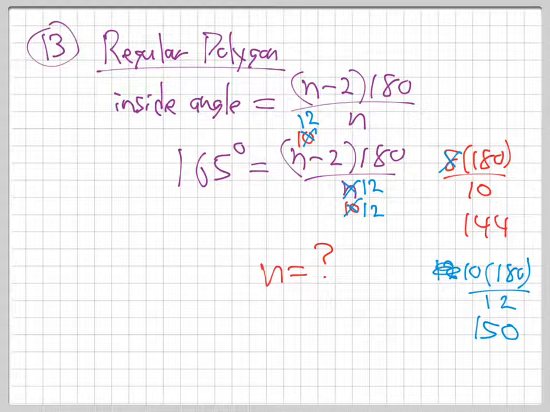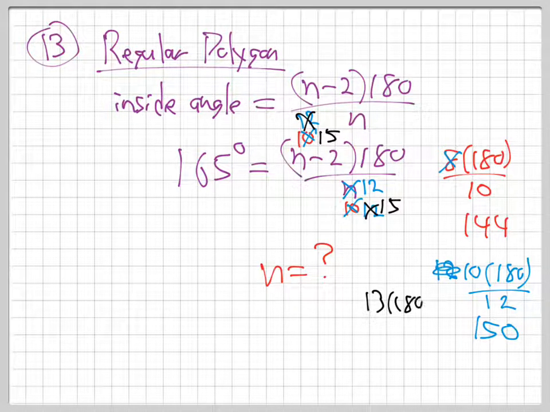So maybe you're not preferring this method now. Maybe 15. I'm going to go quite a bit higher. Let me try 15. So this will be 13 times 180 over 15, when I plug in the 15, 15 minus 2 is 13. Oh, 156. I'm not getting there very fast. That's only 156. All right.